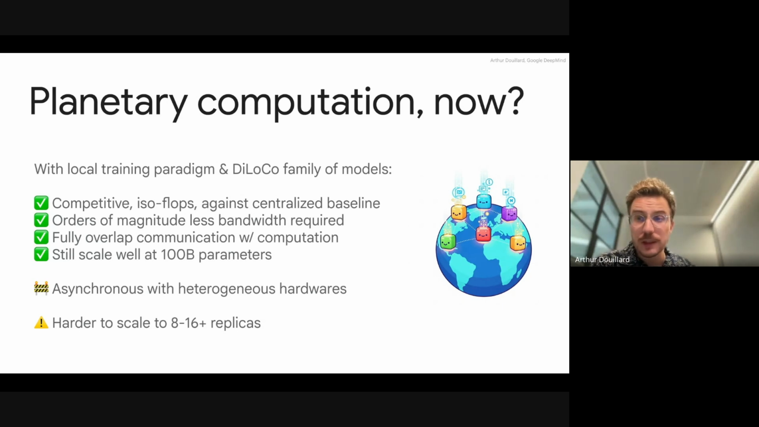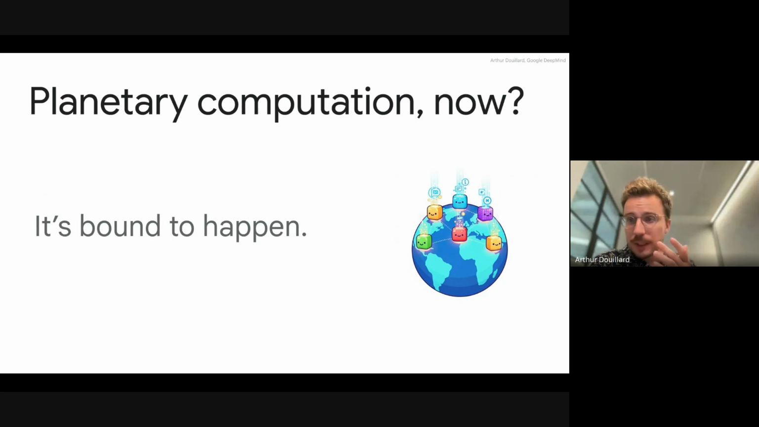And furthermore, there is not yet a work that shows that we can scale to 8 or 16 replicas for LLM while being ISO flops and as good as a centralized baseline. So that's something to explore. But I believe that it is bound to happen.